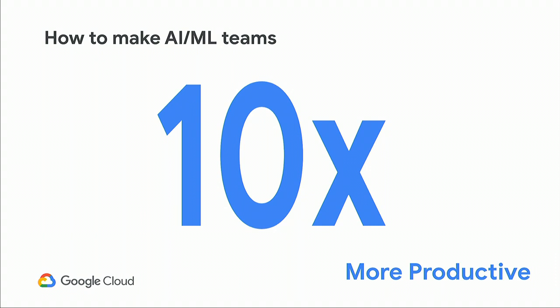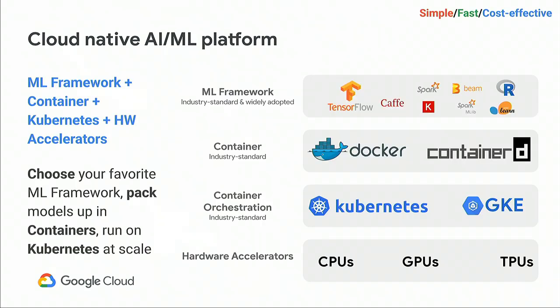Anyone who has ever tried to build an AIML team knows that there is a shortage of AIML skills. So how can we make these scarce resources 10x more productive? How can we give them an environment that helps them innovate faster? That's why we have built a cloud-native AIML platform. The world is moving towards cloud-native computing, and Kubernetes is the de facto standard for orchestrating containerized workloads. We have brought the power of Kubernetes to the world of AIML. Kubernetes makes AIML workflows simple, composable, and scalable.